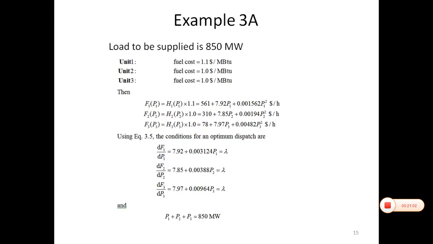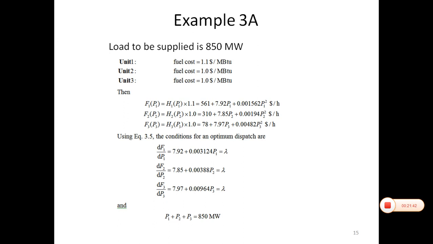Now we will do example 3. This is your book example, chapter 3, example 3a. Load to be supplied is 850 megawatt. Demand power is 850 megawatt. Unit 1 per unit fuel cost is $1.1 per MBTU. You can read this like rupees, instead of dollar, you can read rupees per MBTU, because our currency is rupees. For unit 2, fuel cost is 1.0 rupees per MBTU. For unit 3, fuel cost is 1.0 rupees per MBTU.